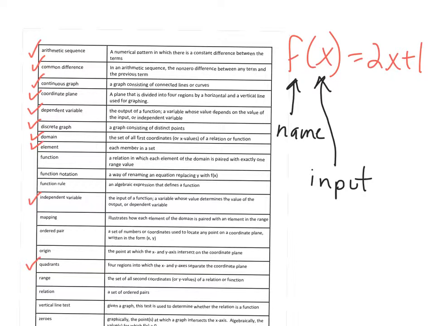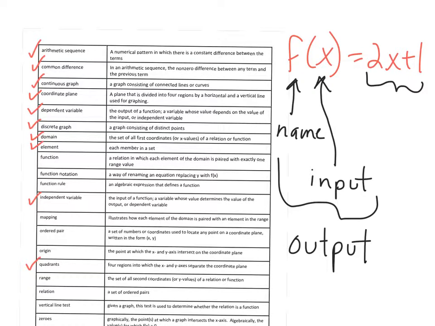Okay, so you have your function name, your input. All of this together is called the output. Okay, and so then over here you have your function rule, because the function rule is what's going to happen to your input. So in this case, the function rule says I'm going to take the input, multiply it by 2, and then add it to 1. And that's all these things are.